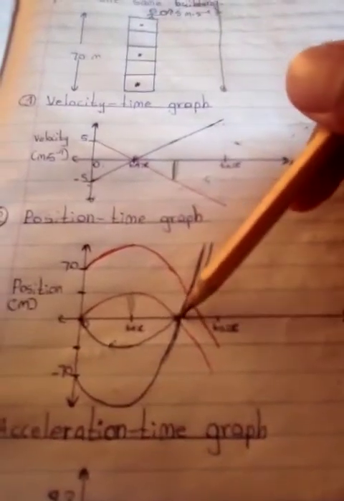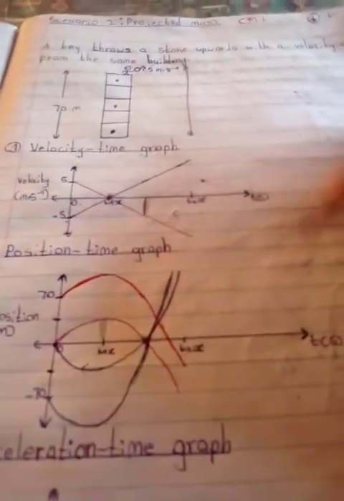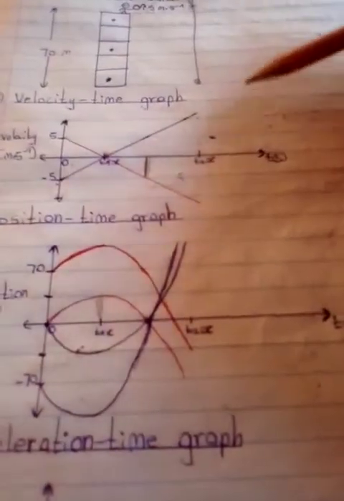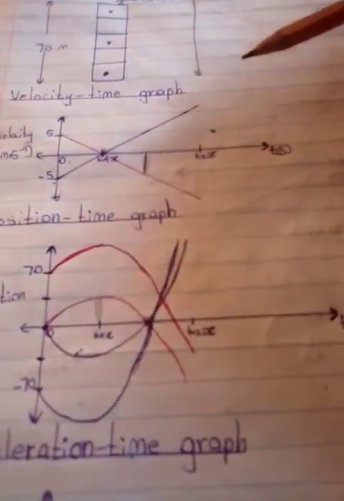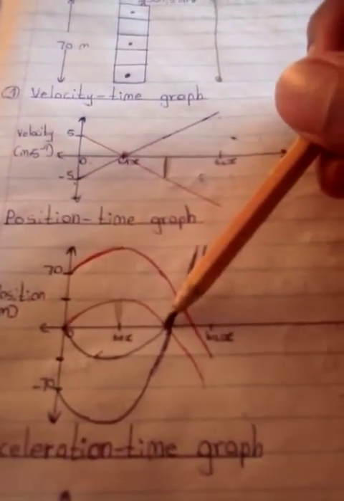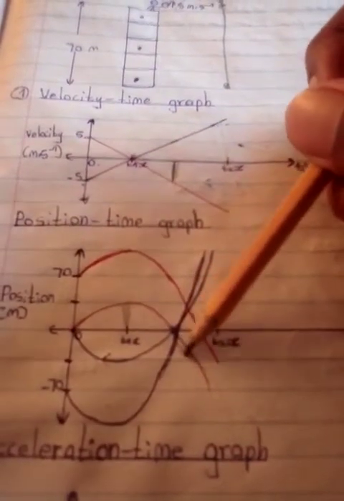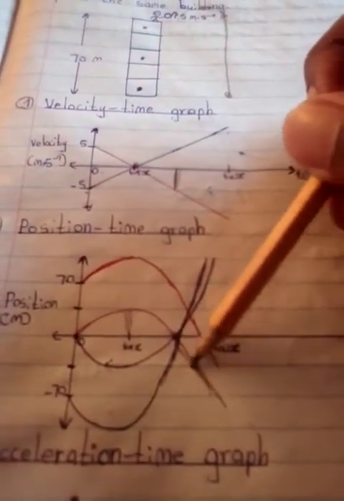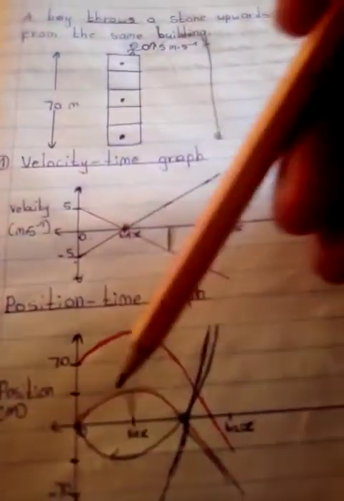it will start experiencing negative displacement, because your choice of positive direction is upwards, but the stone is going downwards. That's why here it experiences a negative displacement. But if you choose the top of the building here as the reference point, it doesn't really matter where you choose your reference point, your graphs will look the same.